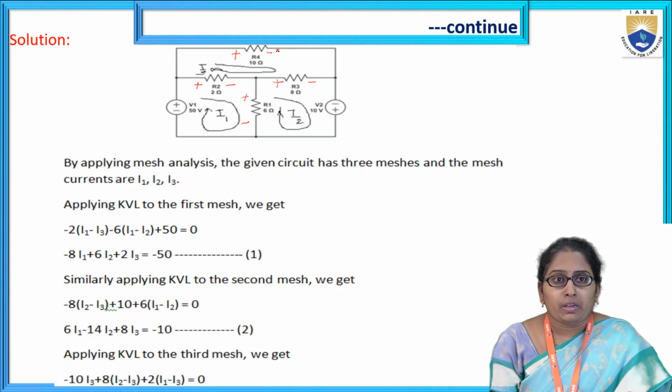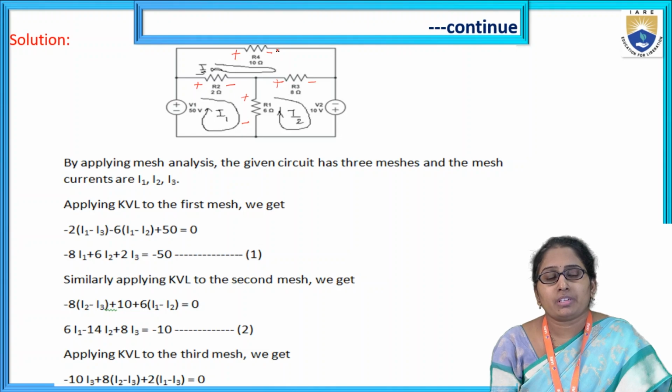Now, what is the sign convention to write the KVL equation? If the assumed current direction is the same as the voltage drop direction, that is taken with a negative sign, and vice versa. And for a battery, if we are moving from the negative terminal of the battery to the positive terminal, that is nothing but a voltage rise, and that is taken with plus, and vice versa. That is for a battery.